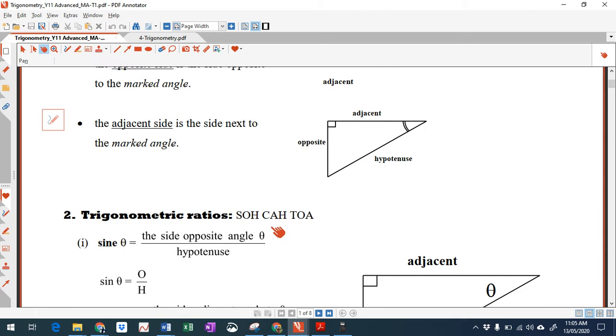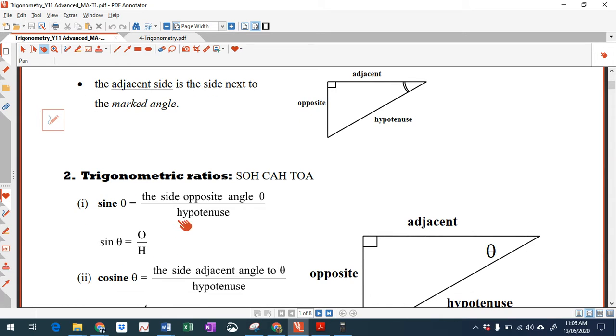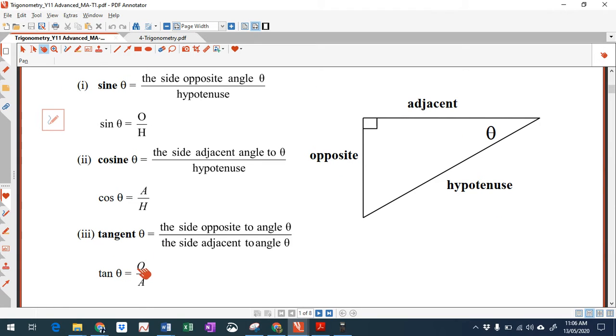Now, we know there's three trigonometric ratios, sine, cosine, and tangent. Easy way to remember it is SOHCAHTOA. Sine is opposite over hypotenuse. It's the side opposite to theta divided by the hypotenuse. Cosine is adjacent over hypotenuse. And tan is opposite over adjacent. It's the side opposite to angle theta divided by the side adjacent to angle theta.